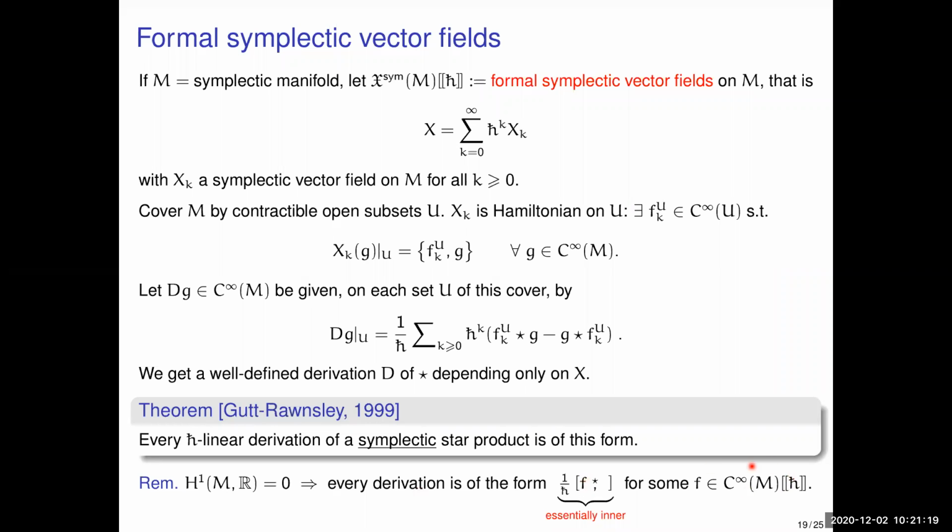So f is not a function, it's a power series of global smooth functions. And you have a coefficient in front because in the star commutator you start from order 1. So if you put 1 over h bar, you start from order 0. So if H1 of M is 0, then every derivation is of this form, and we say that it is essentially inner. So as you can guess, like in the general case, when you have only essentially inner derivations in a quotient algebra, your push forward of derivations is surjective on essentially inner derivations. And so if the quotient algebra has only essentially inner derivations, still it is a submanifold algebra. You just add the word essentially to what we said before, basically.